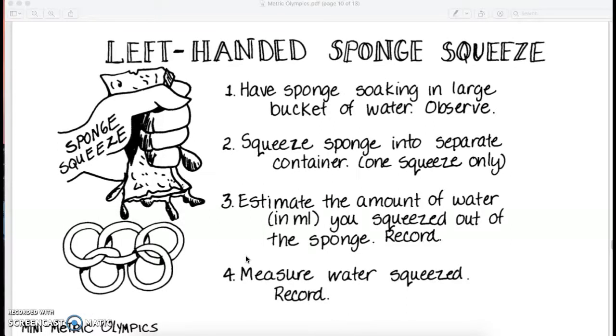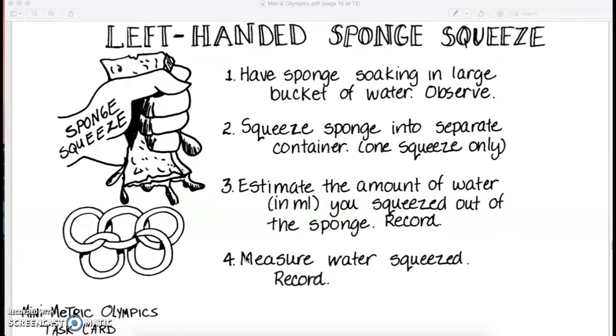Now we have the left-handed sponge squeeze. So you have a sponge soaking in a large bucket of water. Squeeze the sponge into a separate container. One squeeze only. So that you put it into a bowl, something like that. Then you estimate the amount of water in milliliters you squeezed out of it.